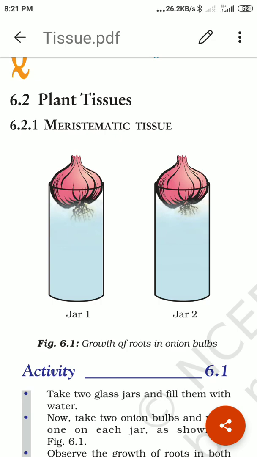The first type of plant tissue is meristematic tissue. Merist means the topmost, and matic means dividing tissue. Here, first and second, two jars are shown: the growth of roots in an onion bulb.